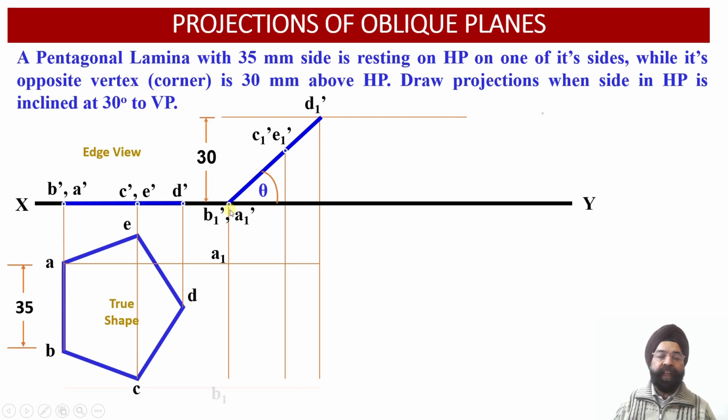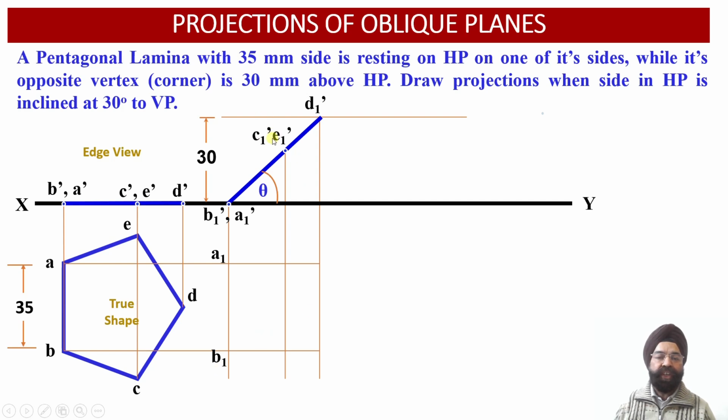Similarly, this vertical projector has been drawn through the point B1 dash also. So we have to extend this vertical projector in the downward direction and extend it till it intersects with the horizontal projector line which has been drawn through the point B of the plan projection view. So this intersection provides us with the location of the point B1.